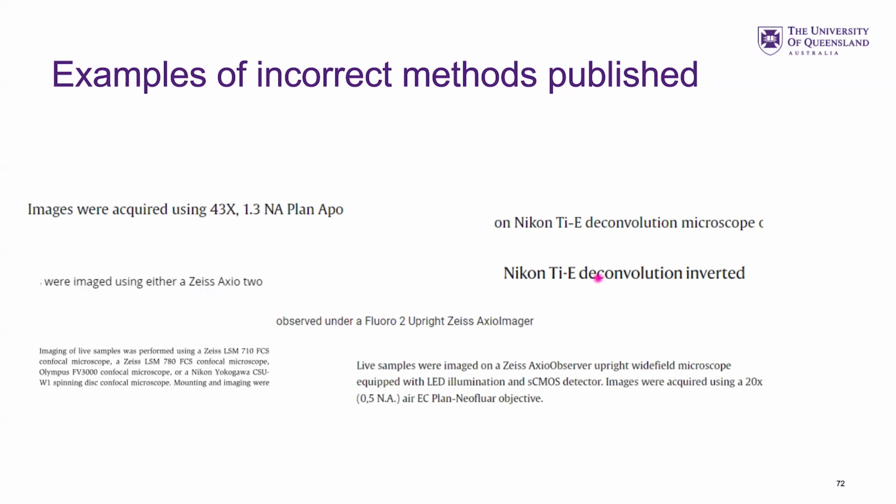Likewise, we had a microscope called Nikon deconvolution. Deconvolution is a method, not inherently used on that microscope. So unless you deconvolve it, putting that in your method you can confuse people. Likewise, live samples were imaged on a Zeiss Axio Observer upright wide field microscope. That's an upright system that doesn't exist. The Zeiss Axio Observer is an inverted microscope. It's being pedantic, but it's basically publishing wrong information.